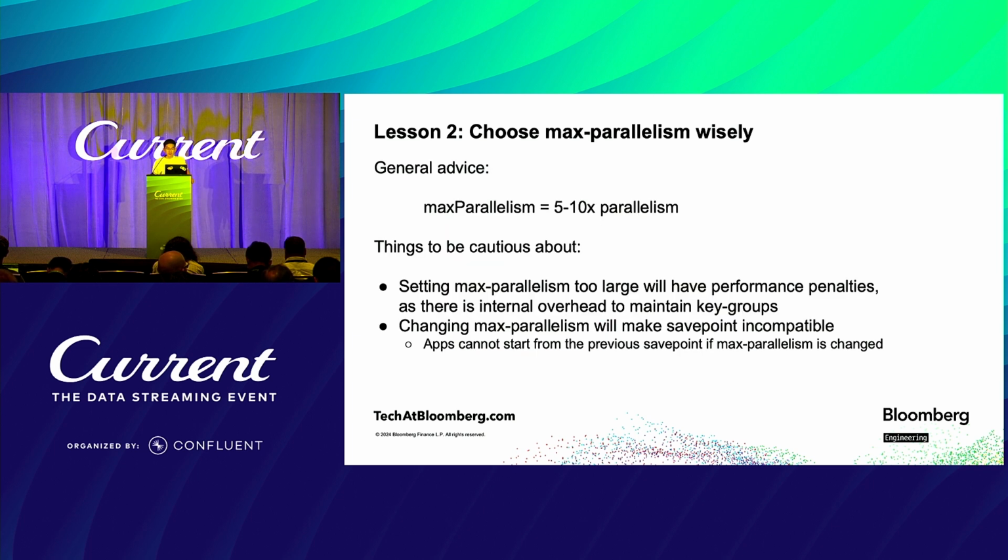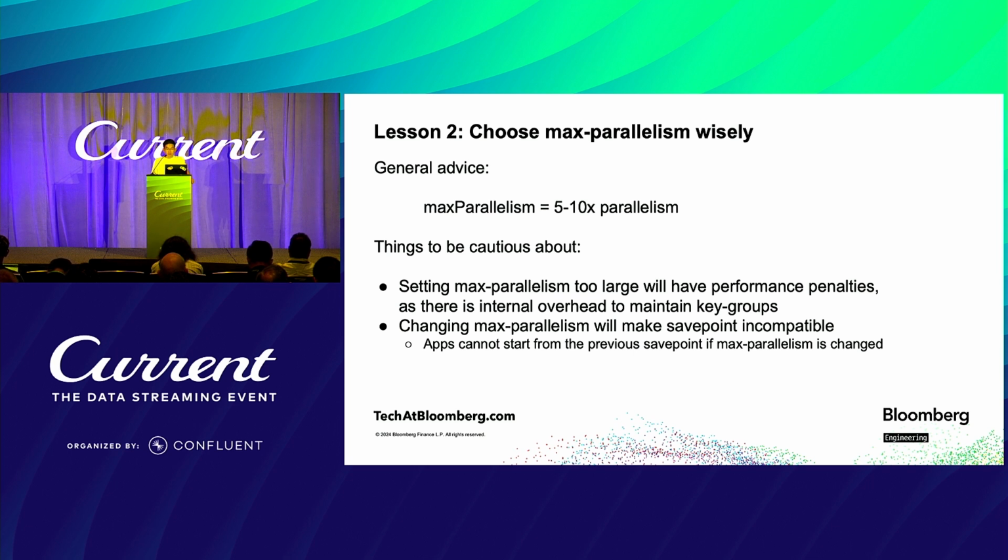So the general advice here is to set your max parallelism to be 5 to 10 times the configured parallelism of your operator. We actually learned this advice from previous years' conference talks, and we're following this advice in most of our production applications. And so far, this advice has been giving us pretty good key to task manager distributions.